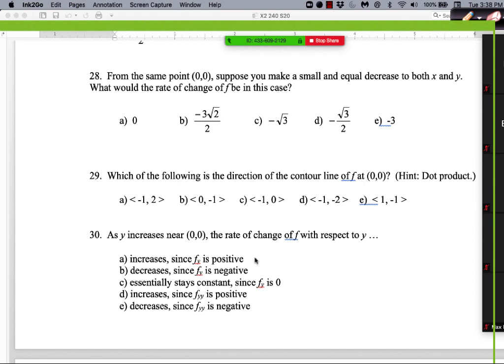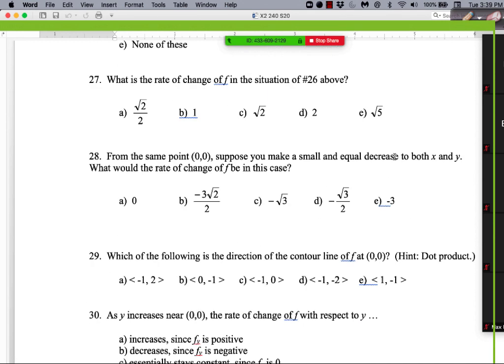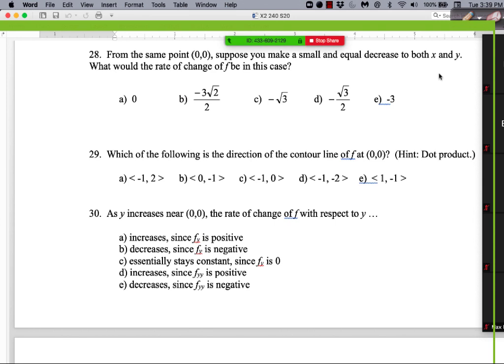So now, as y increases near 0, 0, the rate of change of f with respect to y. So we're asking if the rate of change increases or decreases, then we're asking about the second derivative with respect to y. So what we're asking about is fyy. So let's get the function again. e to the 2x cosine y plus y. We need the second derivative with respect to y.